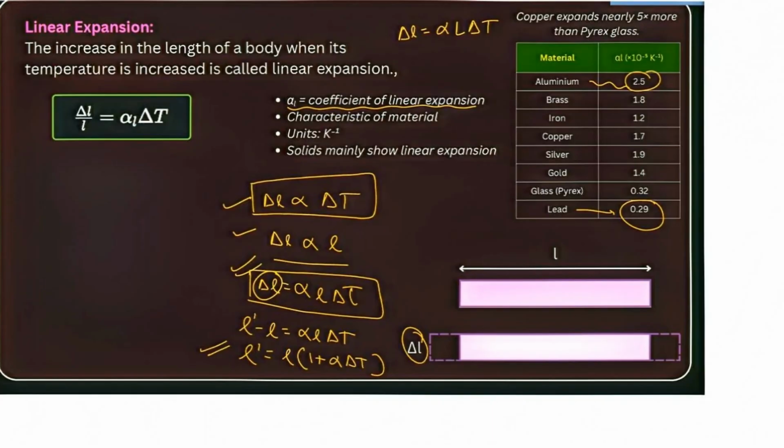There are some important things. Characteristic of material: solids mainly show linear expansion. Copper expands nearly 5 times more than Pyrex glass. Material and its expansivity: iron 1.2, aluminium 2.5, brass 1.8, copper 1.7, silver 1.9, gold 1.4, glass (Pyrex) 0.32, lead 0.29. Look at the picture, you will get it cleared.